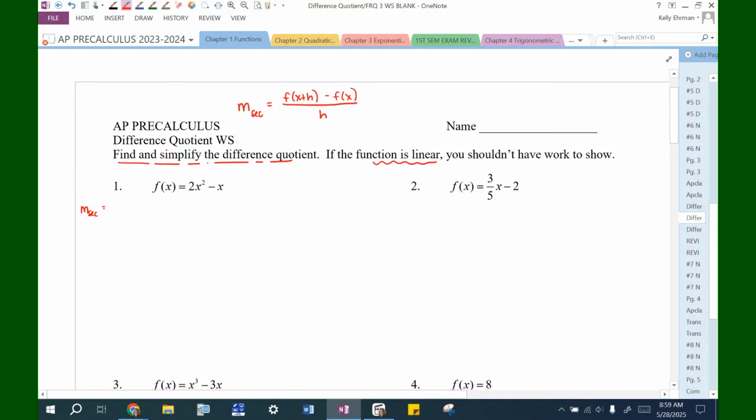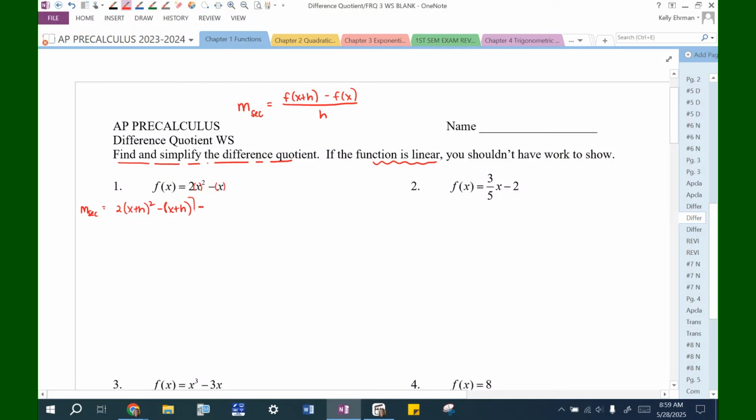So what does f of x plus h mean? It means you're plugging in for the input the expression x plus h. So instead of 2x squared, it's 2 times (x plus h) squared. Instead of minus x, it's minus (x plus h). So when you're subbing in that expression, always use parentheses. So we have that. And then we have minus f of x.